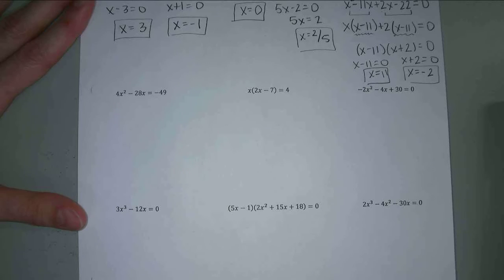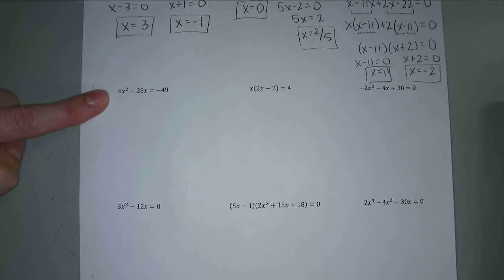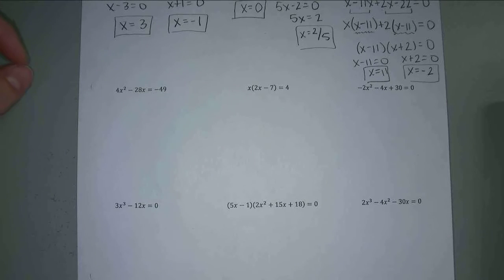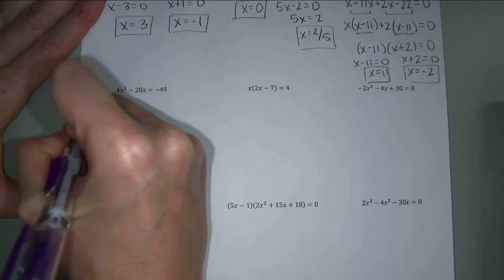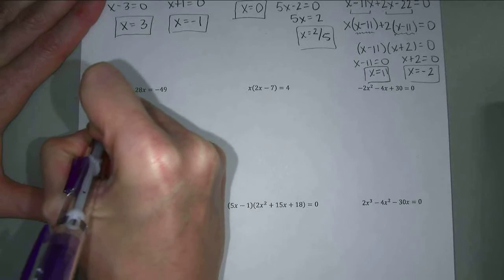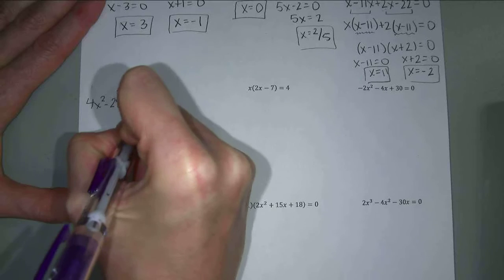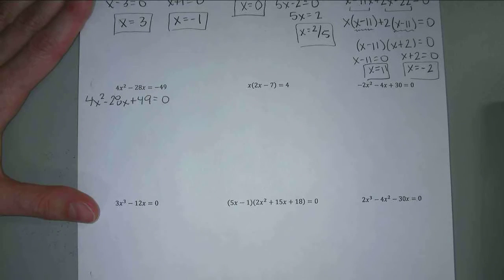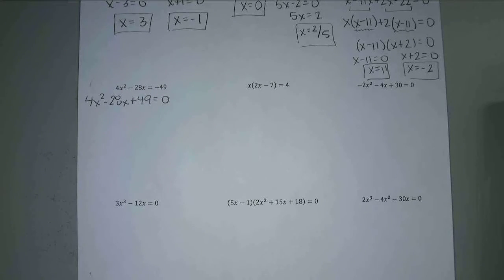We want everything to one side equal to 0. What's the first move we need to make on this one? Add the 49 over. When I add him over, he's the constant, so where does he need to go? In the back. So this will be 4x squared minus 28x plus 49, because I added him over. Is that all right? Okay.